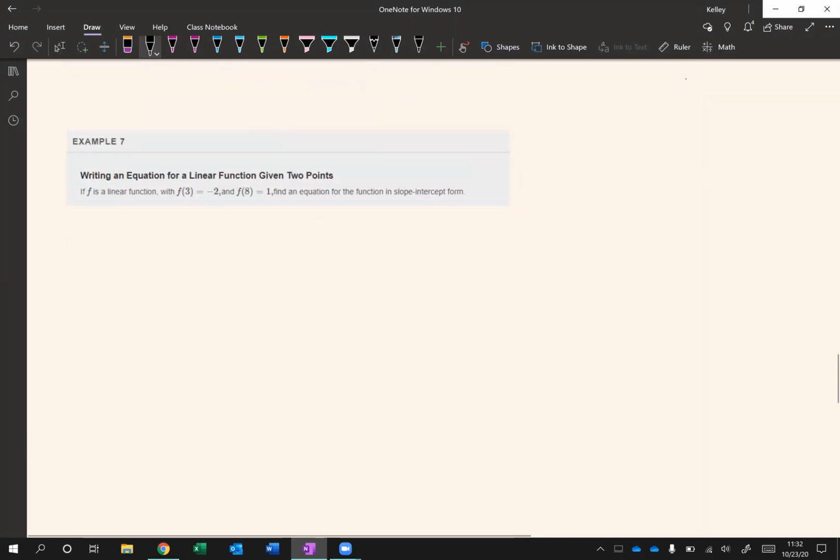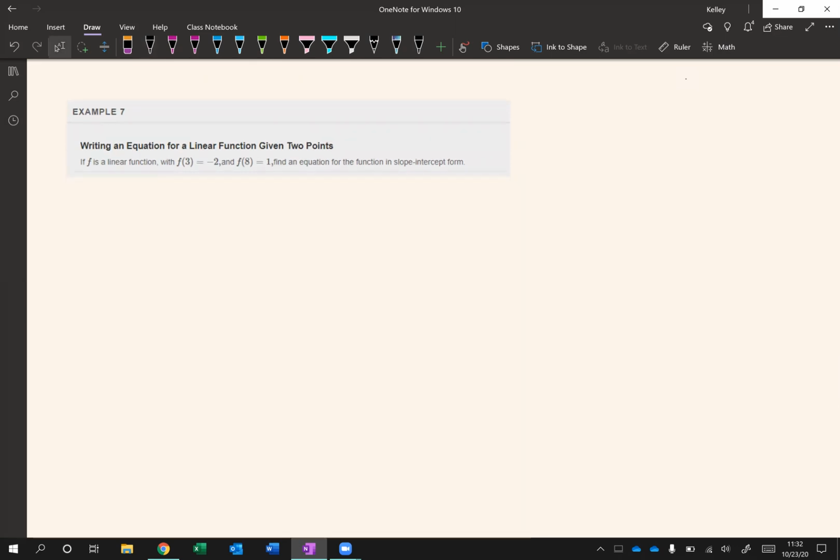All right, so now in example 7, we're going to take a linear function and write an equation for it. Typically we've seen, let's say I had the point (0, 1) and the point (-2, 5), and then I wanted to write an equation. The first thing I would do is compute the slope. Then I would determine b.